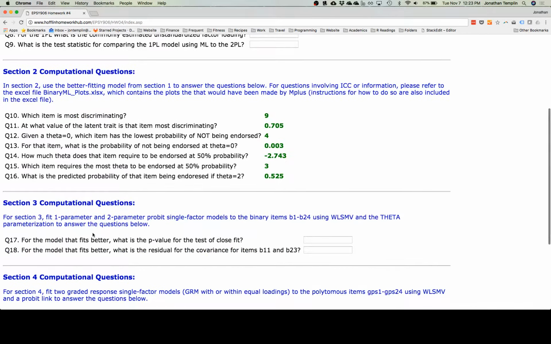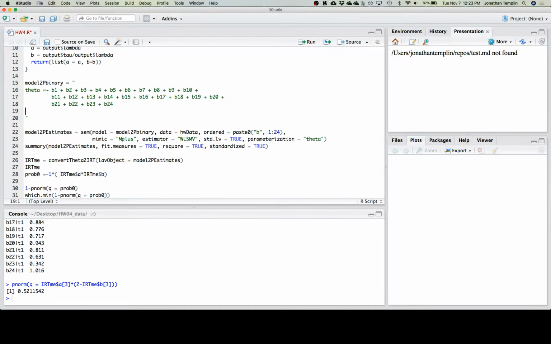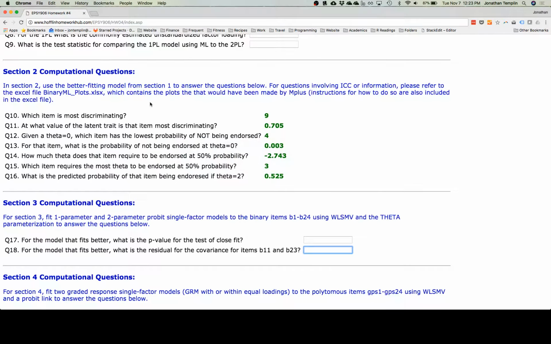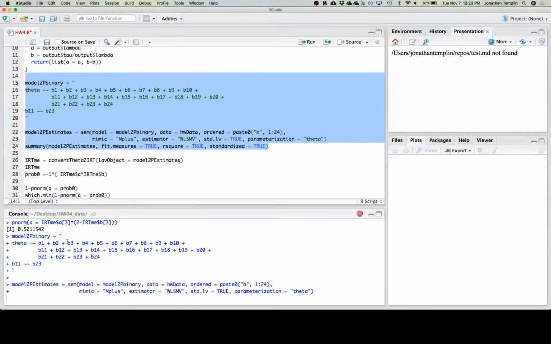Okay, item section 3, 2-parameter single. Which p-value is the test of close fit? And you want to know what the residual covariance between these items is? Yeah, I do have the syntax. I can fix that real quick. This is for the model that fits better, so it should be the 2PL model. The residual covariance is between items 11 and 23. B11 double tilde B23 is how you do that. The estimate itself will come out in the output when you rerun the analysis.